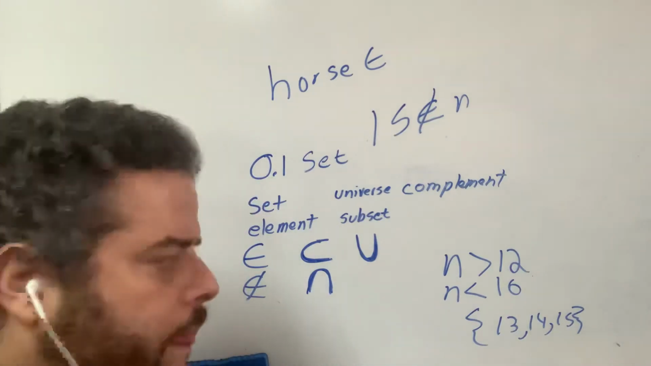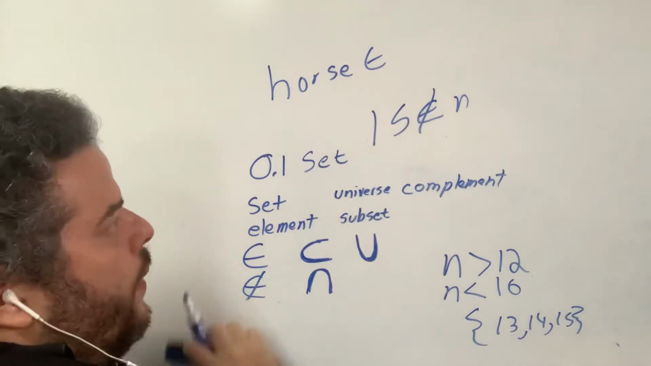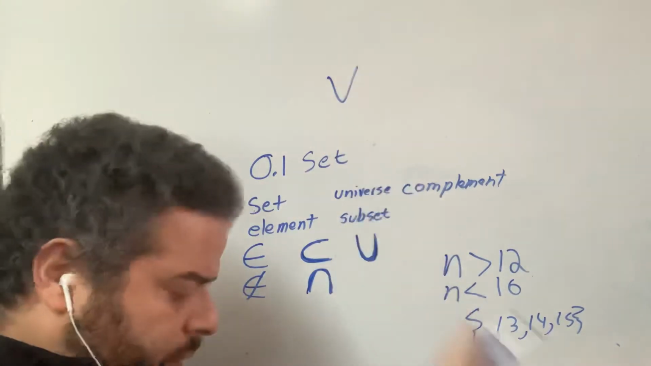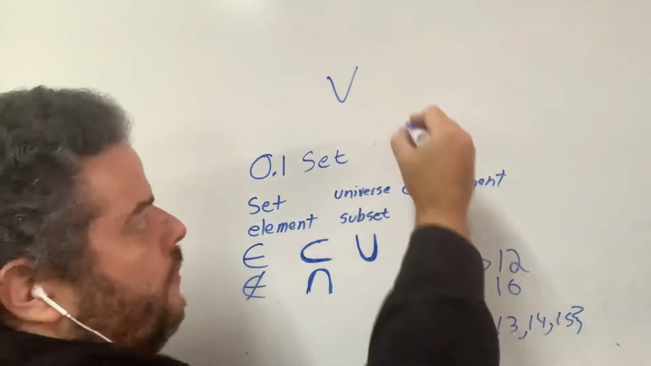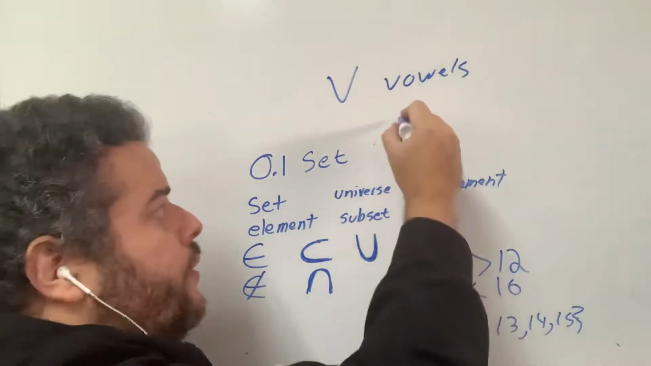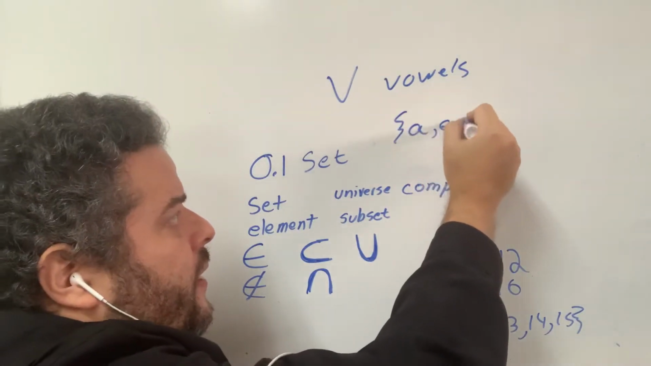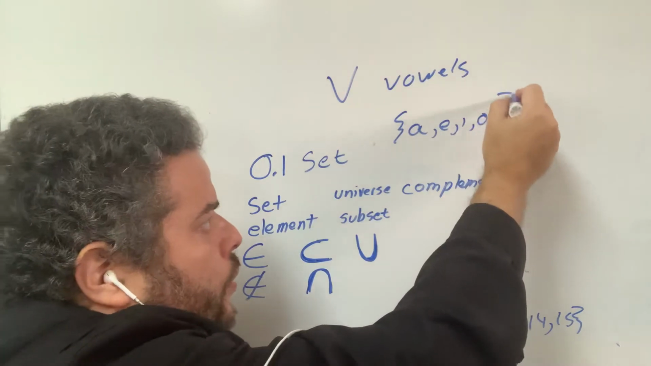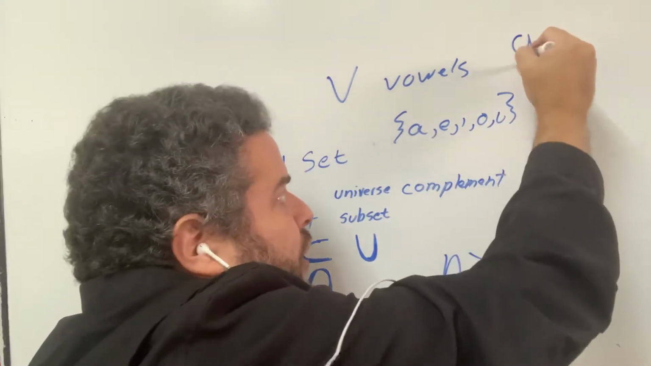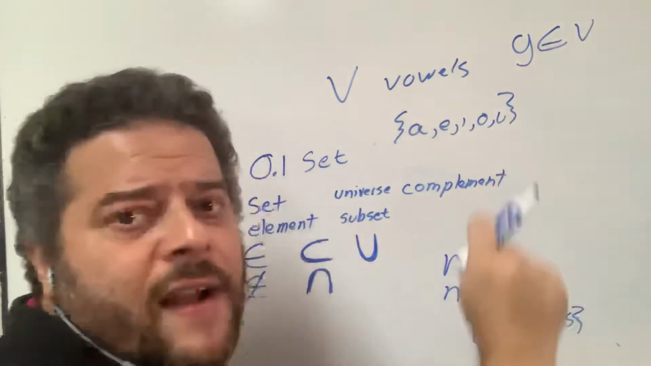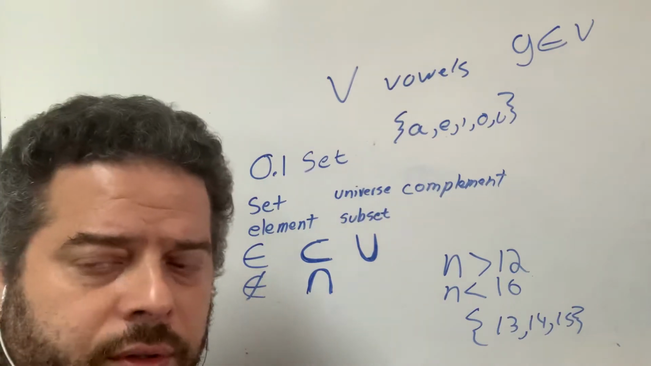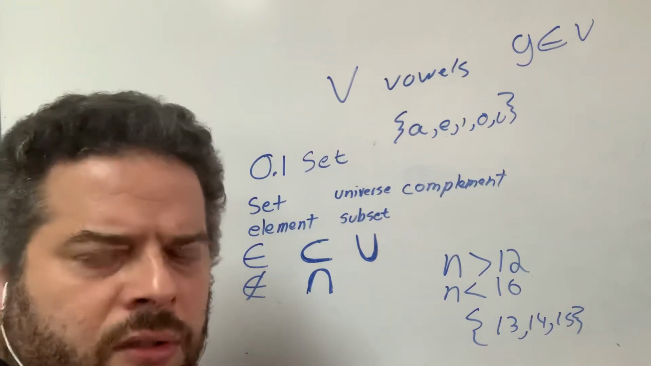B states, V is the set of vowels. Pretty much all the vowels. If we go over the vowels, I have A, E, I, O, U. And the question that they're asking me, does the letter G belong to the vowel set? And of course, the answer would be false. G does not belong to the vowel set.